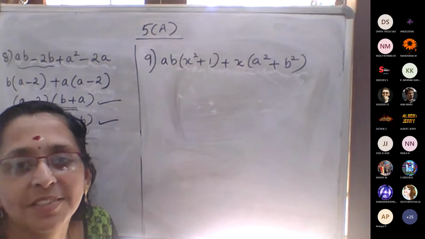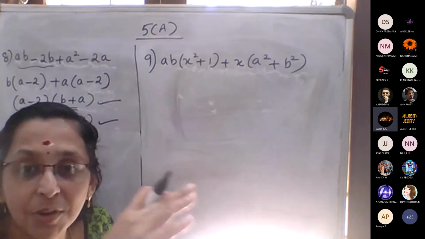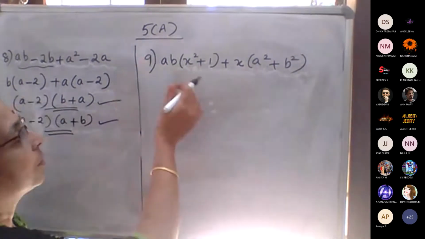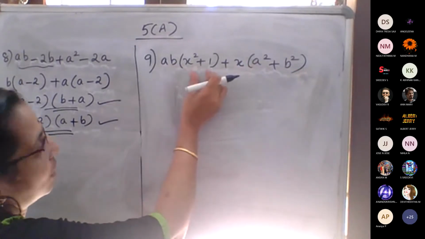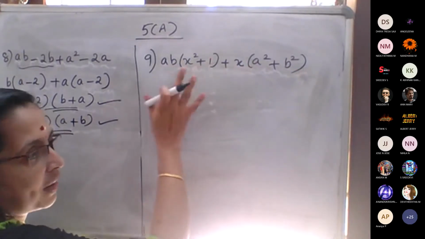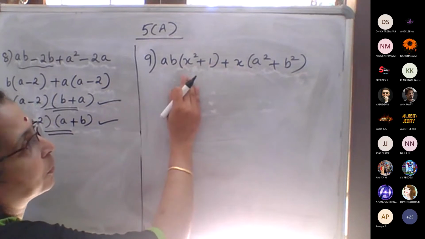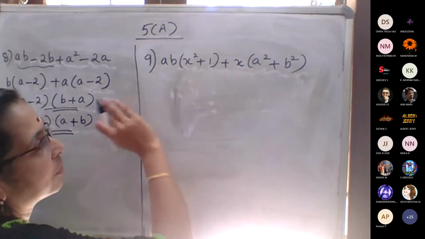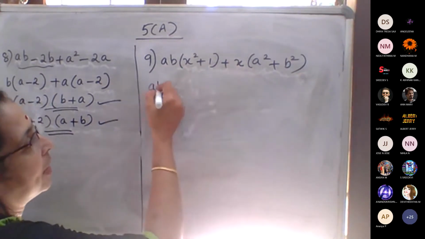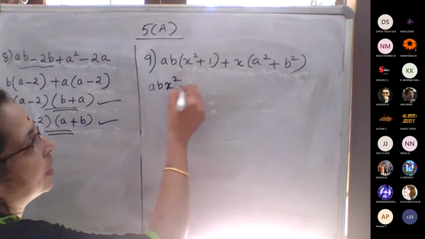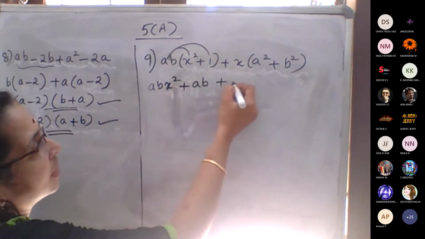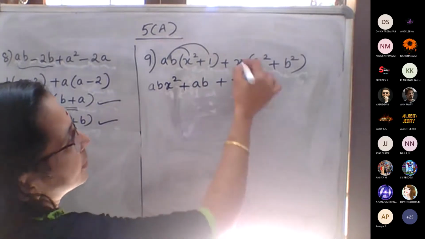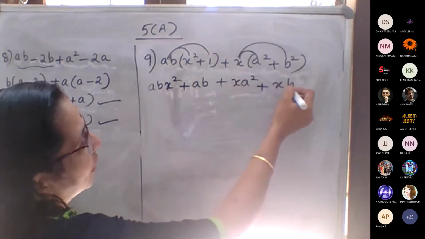Here cutting means we have to change the brackets. We have to split. These two are friends: AB and its friend x square plus 1. But it doesn't want that friendship, so we will shuffle it. So AB into x square plus AB, changing the brackets, plus x a square plus x b square.